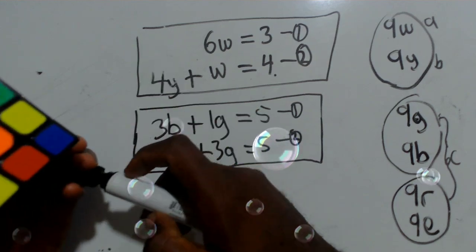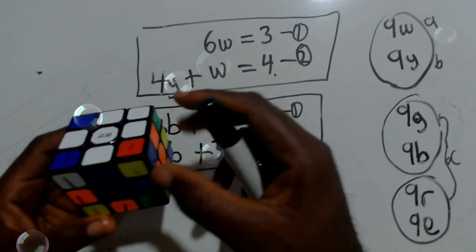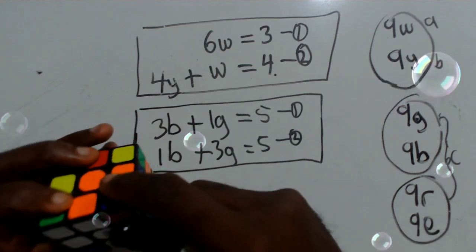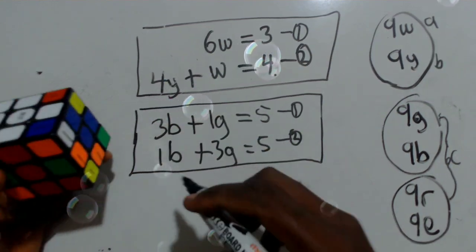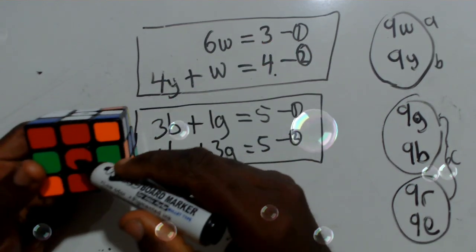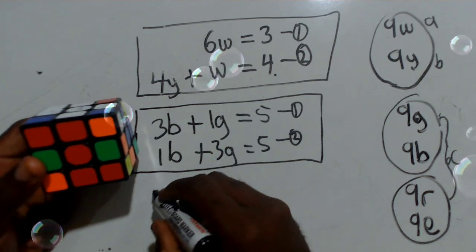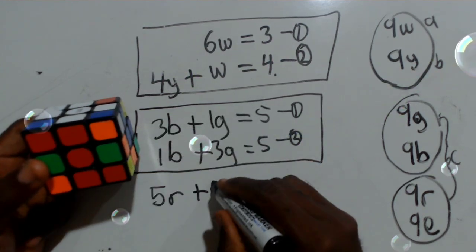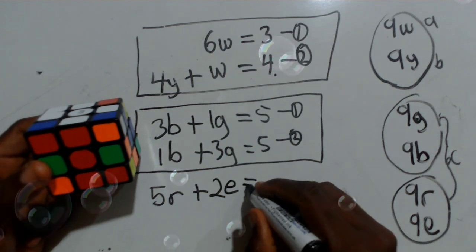The other simultaneous pair, if you will notice, what will it be? I think that'll be red and orange. Red and orange. So let's write an equation in terms of red and orange. So here, how many reds do you see? 1, 2, 3, 4, 5. And so we have 5 red plus 2 orange colors. Orange is our E. We don't want to use O because it will be confusing.